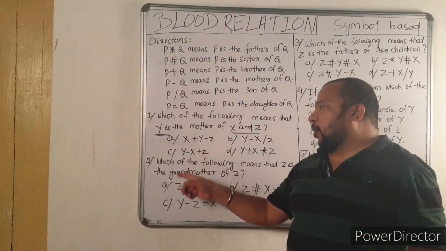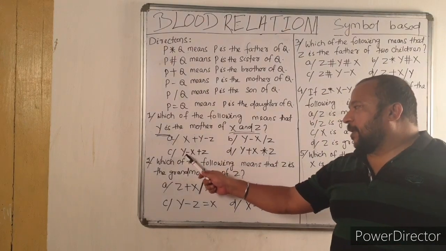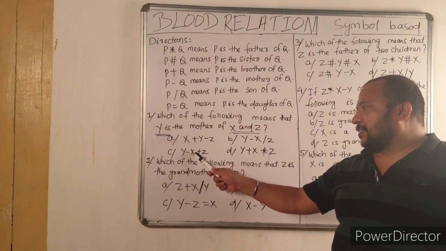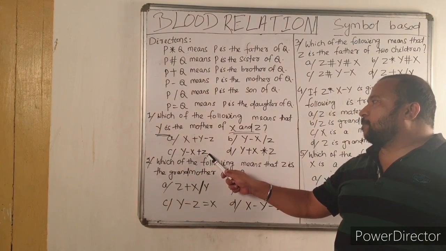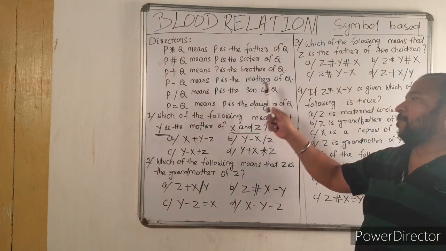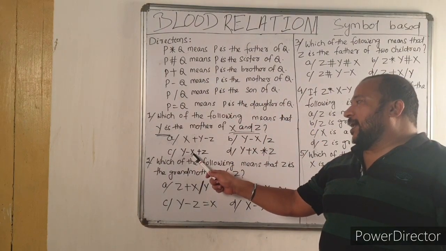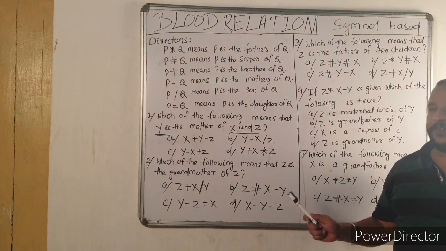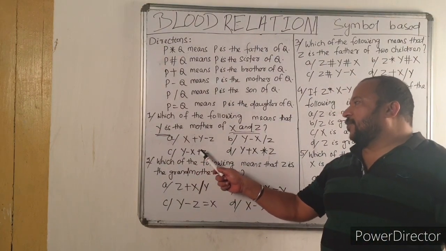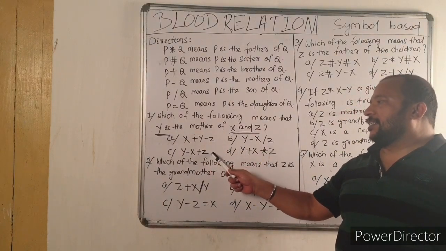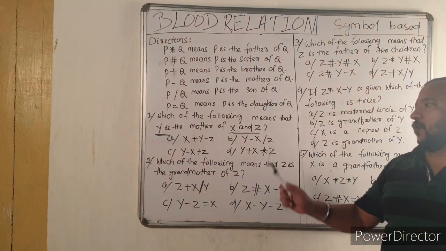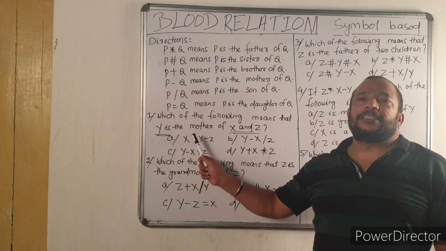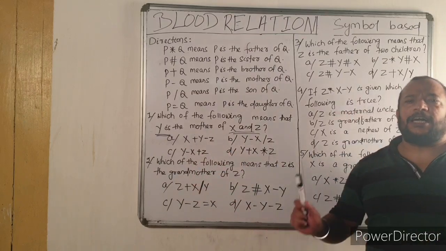Then next, option C. Y minus means mother. Y is the mother of X. And X plus Z. Plus means what? Brother. So Z is the brother of X. Now here Y is the mother of X and Z. It is very clear. So the answer is option C. Option C is the answer.